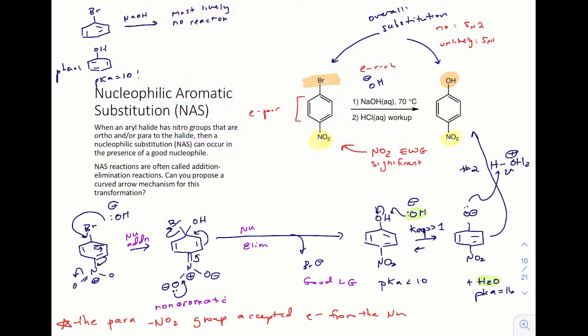So the observation we can make here is that when there is a strong para electron withdrawing group, a nucleophilic aromatic substitution results because that strong electron withdrawing group can stabilize the electrons that the nucleophile donates to the ring. This would be the same if there was an ortho withdrawing group.